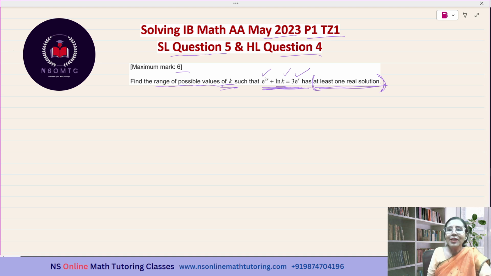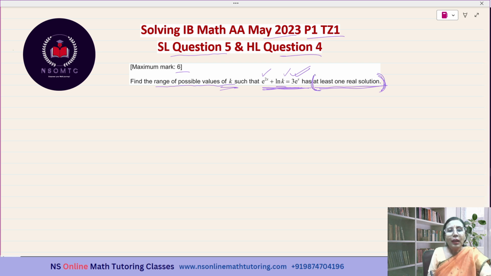We have this idea of at least one real solution, or two real solutions, or no real solutions, in connection to quadratic equations. We have the discriminant value: if it is greater than 0, we have two unique real solutions. If it is equal to 0, we have repeated roots, that is one real solution. If the discriminant value is less than 0, we do not have any real solution. So we have a connection between this equation and the quadratic equation.